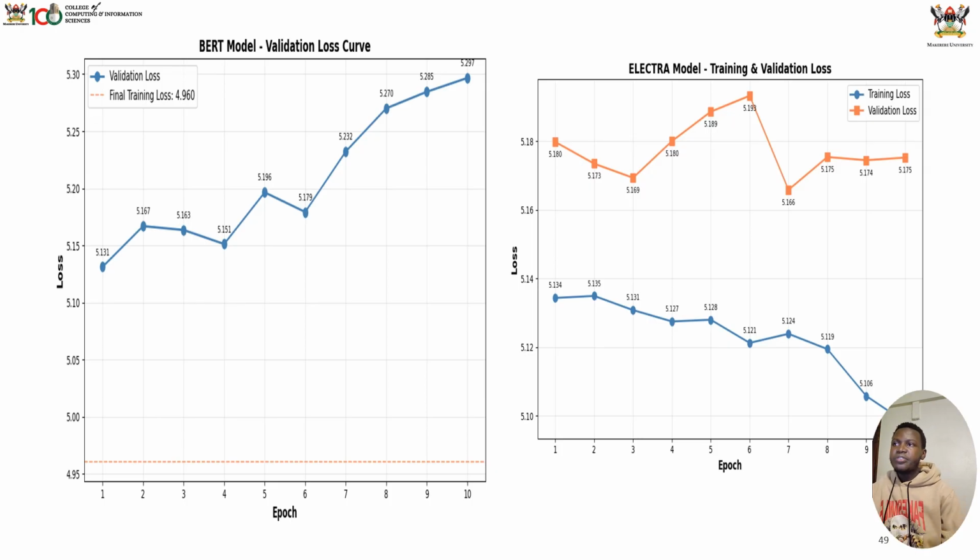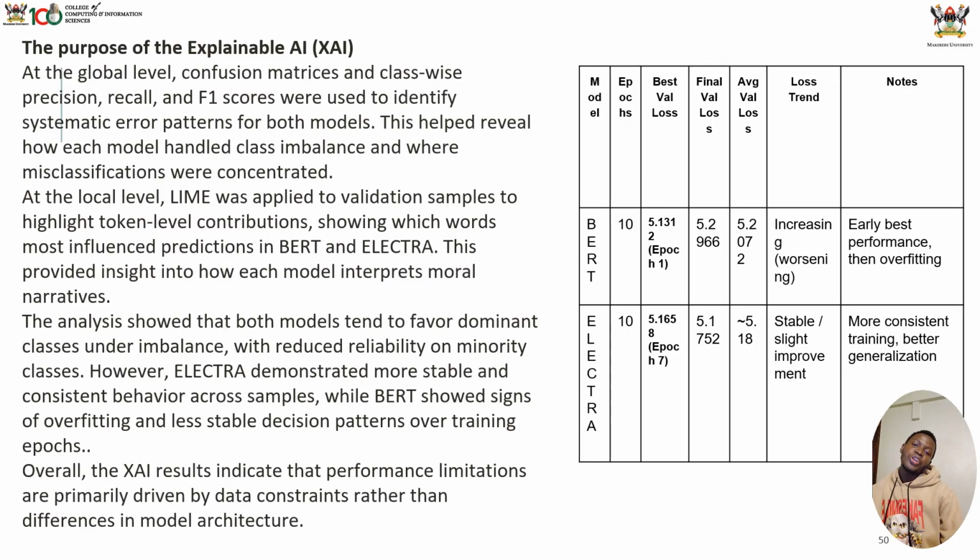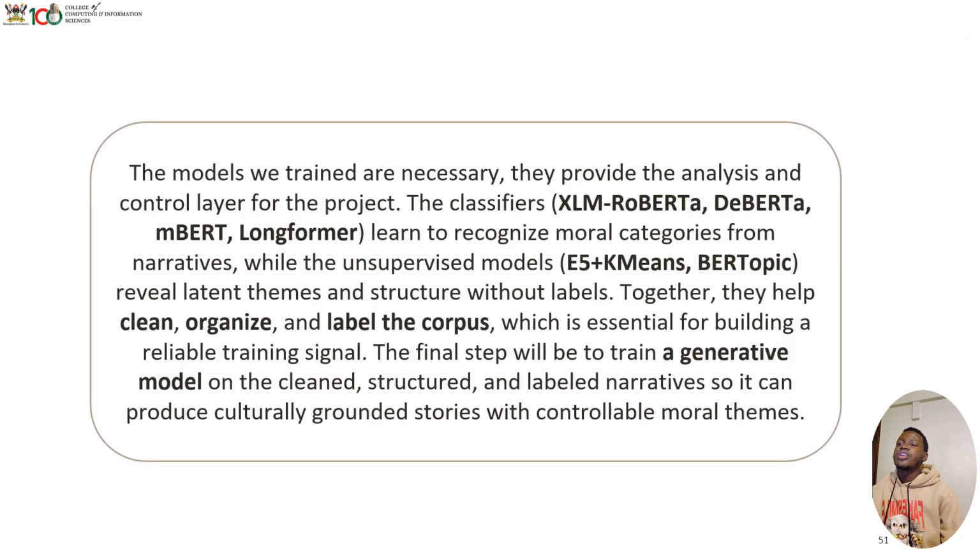When you look at our graphs, you will see the BERT model compared with the Electra, we have significant changes as the training steps continuously increase. You will see a sharp decrease in the training loss of the Electra, while for the BERT model it is a gradual decrease in the training loss. For the explainable AI of this, we shall see that the performance limitation, again, is driven by data constraints rather than differences in the model architecture.